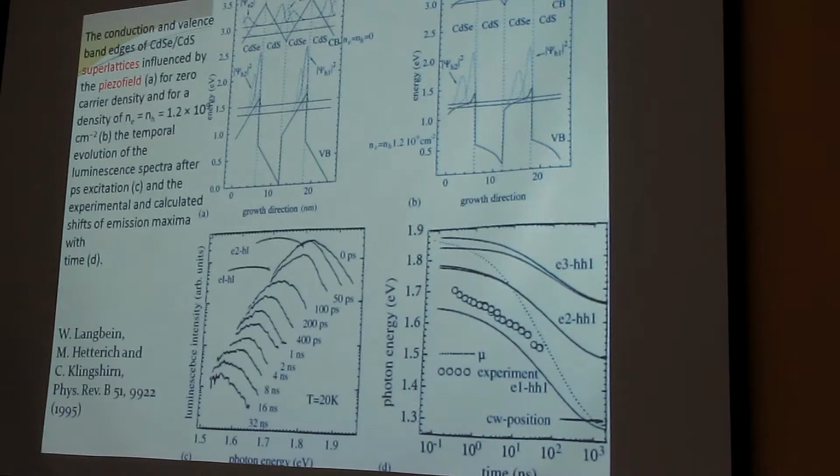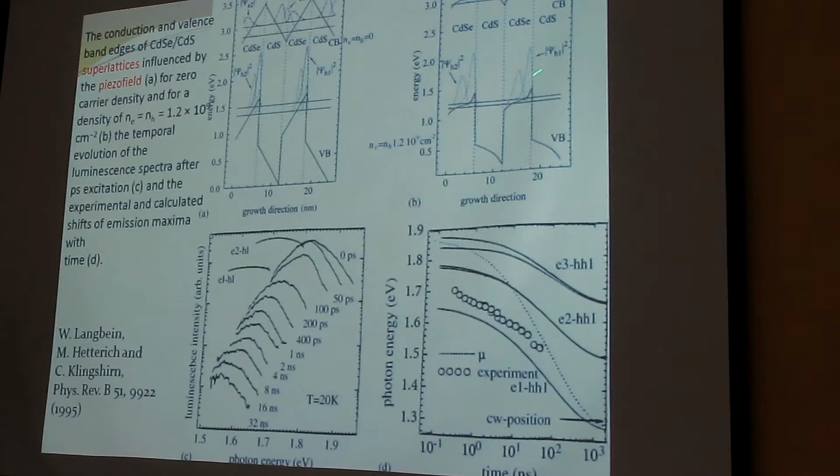If you pump hard enough, you create a lot of electrons and holes, and these electrons and holes screen the piezo field. So if you would screen it completely, you would come to such a rectangular shape. If it's not completely screened, you get something in between. But you see here that now the overlap of the hole wave function and of the electron wave function is much bigger. And what we did, we excited by a short pulse, and then we measured the temporally and spectrally resolved decay of the luminescence.